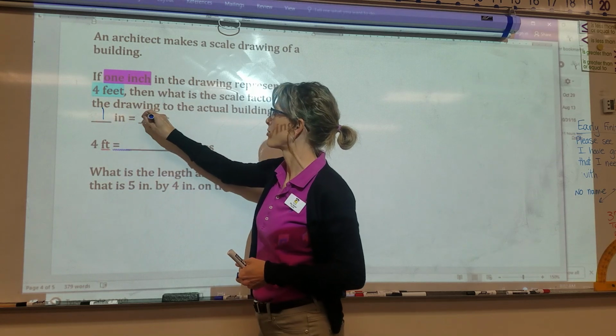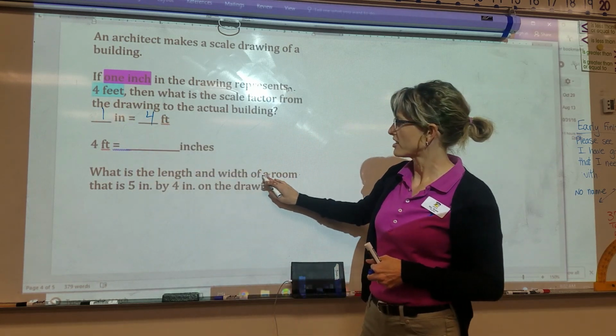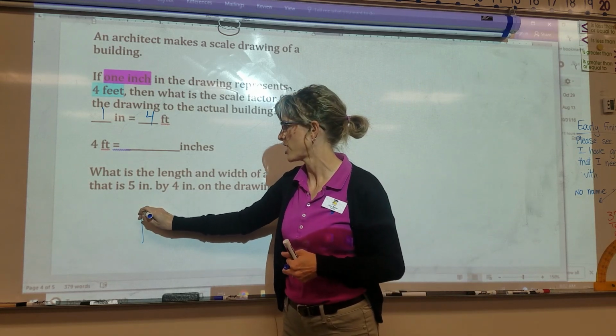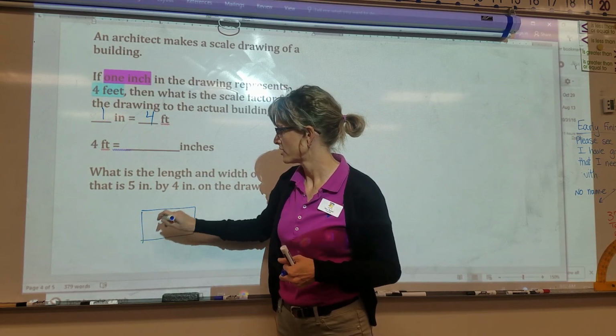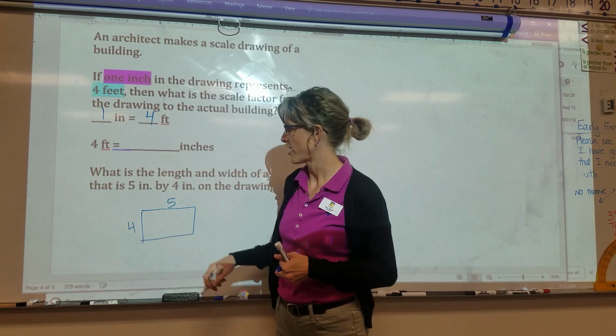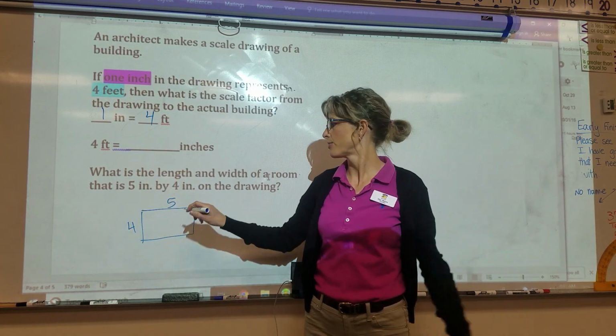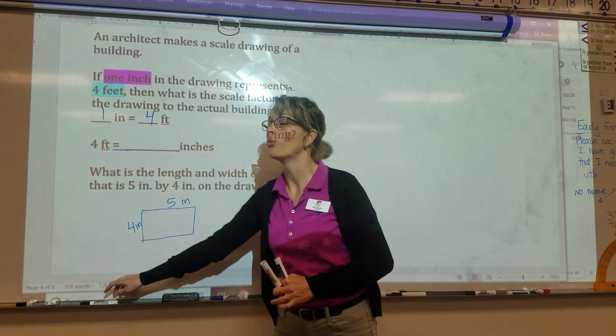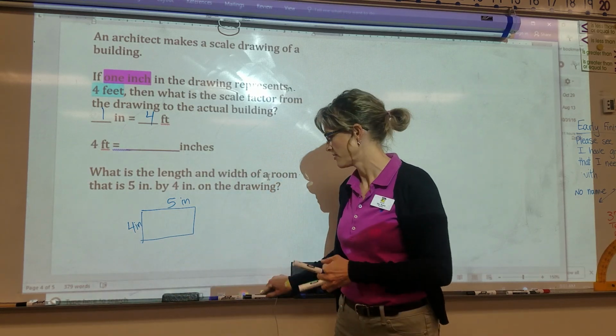So 1 inch is 4 feet. The question is, what is the length and width of a room that is 5 inches by 4 inches in the drawing? You've got a rectangle here, a 4 by 5. And in real life, let's put the units here, what is the amount of feet?